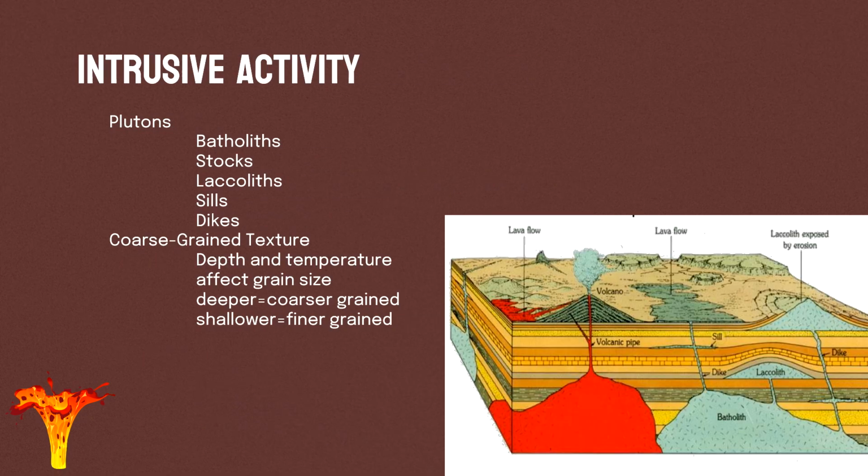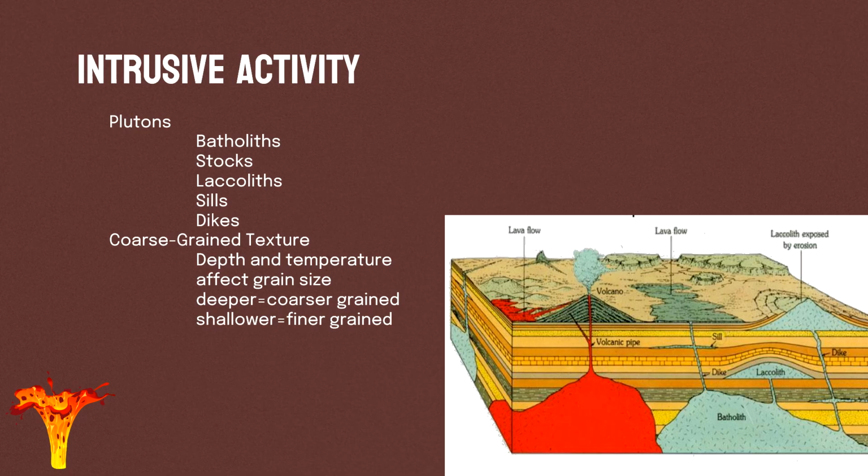So, intrusive activity. I said earlier that we were going to be learning about activity that happens inside of the volcano, and these are called intrusive activities. Intrusive activities create plutons, and there are several different types of plutons, which we're going to be talking about. And plutons normally have coarse-grained texture. So, what does coarse-grained texture mean? Coarse is like big grained texture.